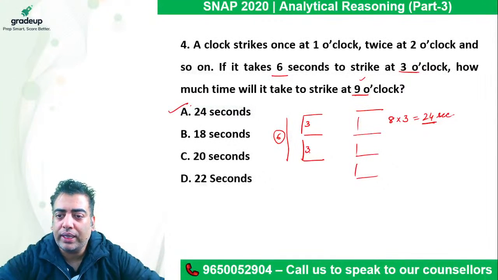So length of each interval will be 3 seconds. And when it will strike 9, there will be a total of 9 times the clock will strike. Right? So the interval between each strike is 3 seconds. So 8 intervals gives me 8 into 3, a total of 24 seconds. Okay, so let's move on.